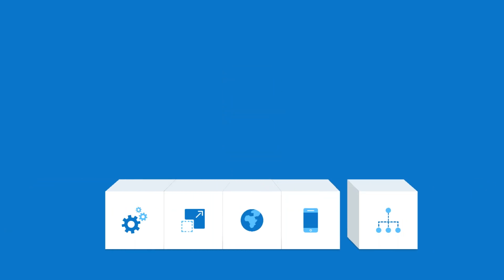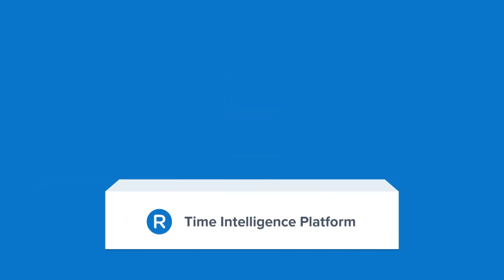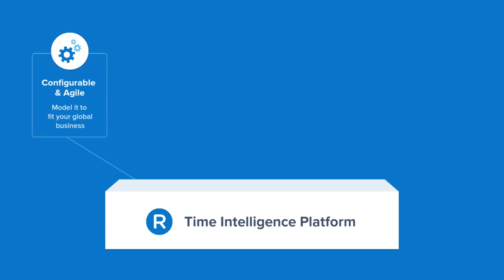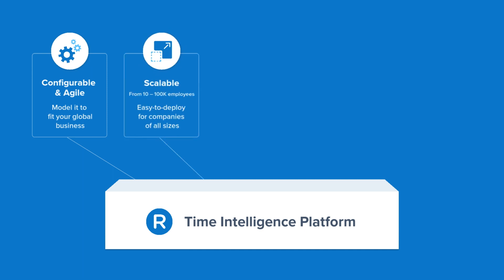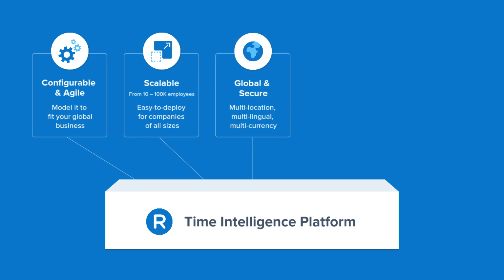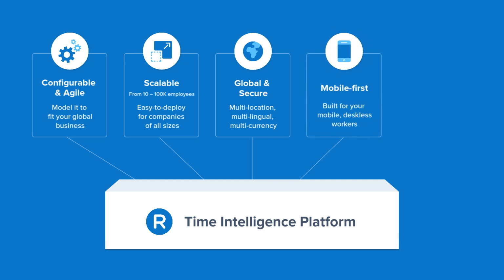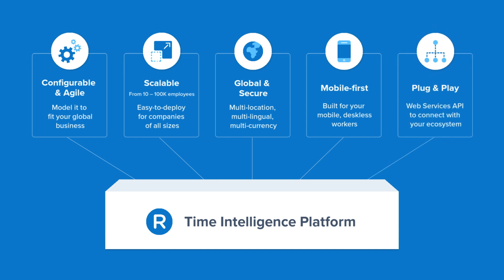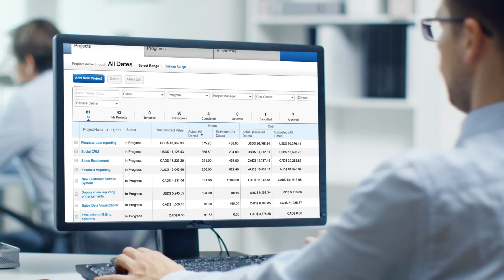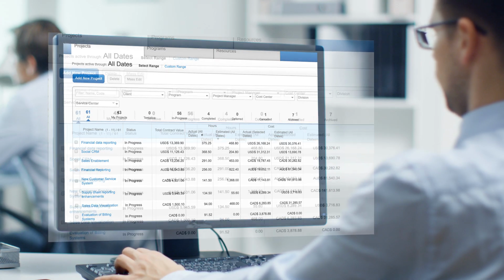Replicon Suite, powered by our unique time intelligence platform, will help you tackle these challenges. Clickable configurations allow you to easily tailor our platform to how you work. Our platform scales from 10 to 100,000 employee organizations, supporting hundreds of thousands of users spread across 180 countries and more than 20 languages. We take a mobile-first approach, recognizing that workforces are becoming more and more deskless. And you can plug and play with your existing applications using our bi-directional web services API. Now we'll share with you how ProjectTime works.